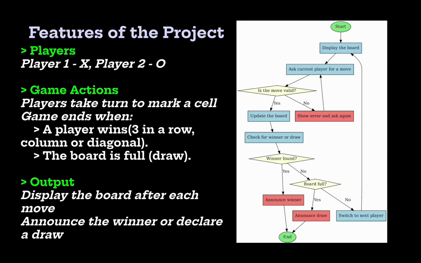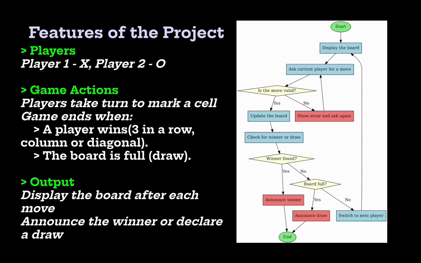For the features of the project, we know we have players, right? Player 1 is going to be X, player 2 is going to be O. We also have game actions, like players taking turns to mark a cell. And we know that the game is going to end when a player wins. So if we have XXX in a single row, or XXX in a single column, or XXX diagonally, it means that player X has won. Similarly, the same thing goes for player O.